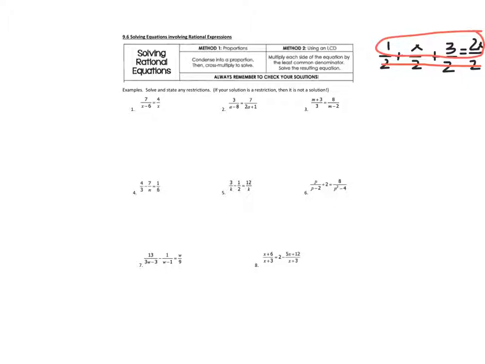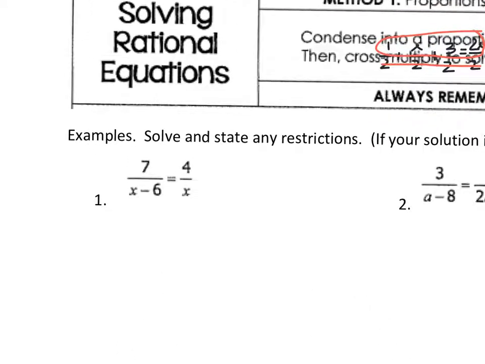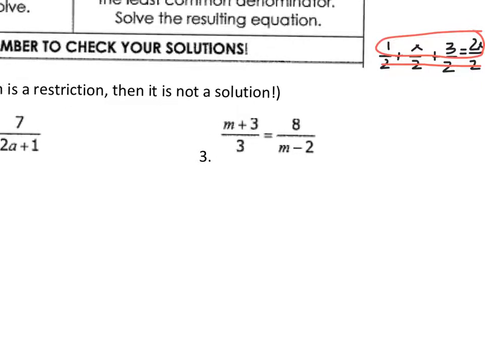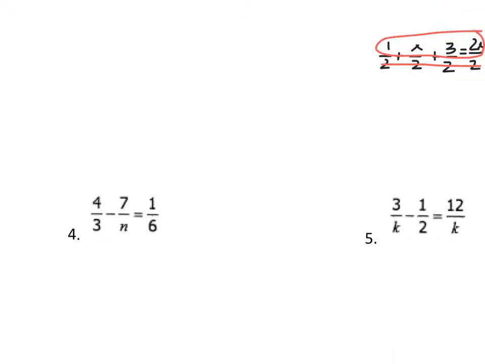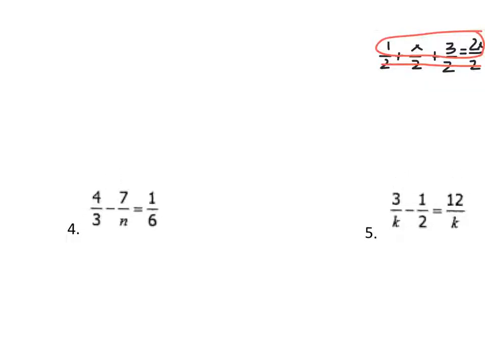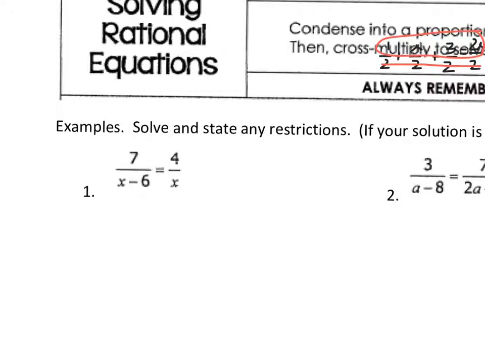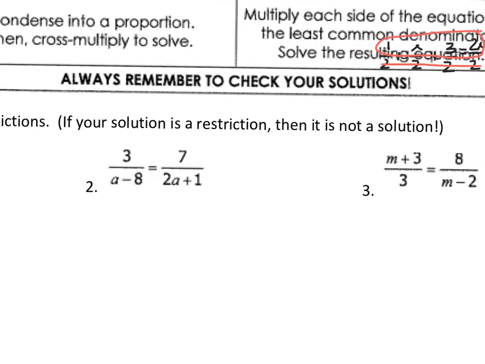Another thing I can do is, if I have two fractions that are equal, such as 1, 2, and 3, I can cross multiply. Down here, number 4, I cannot cross multiply because I'm adding or subtracting two fractions. When you're solving, you still want to look at your restrictions and make sure that if your solution is a restriction, it's not a solution.